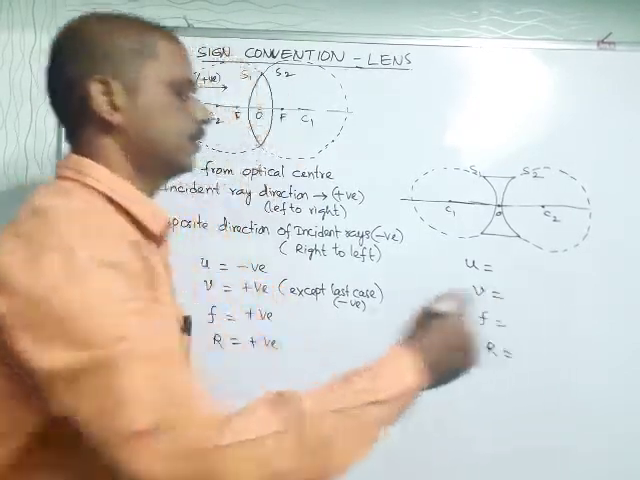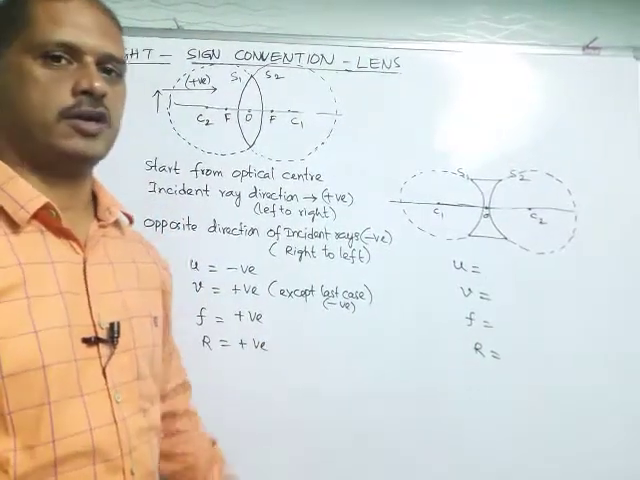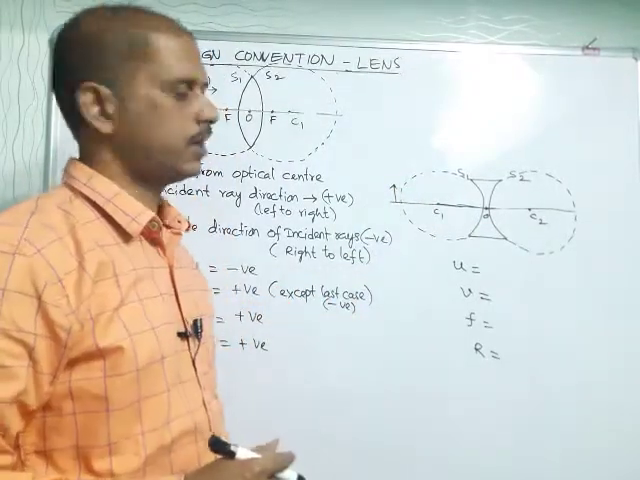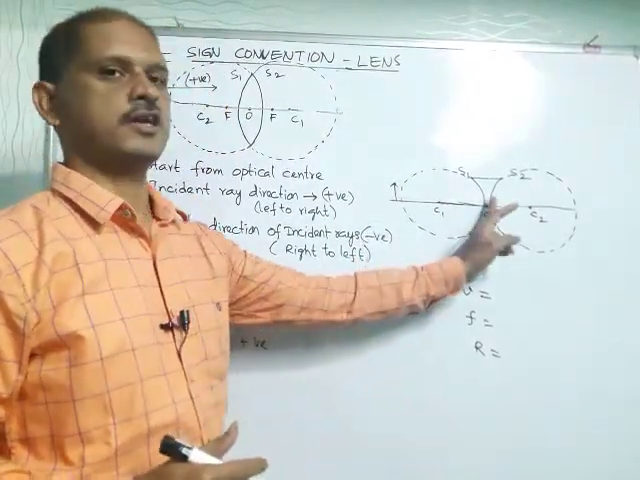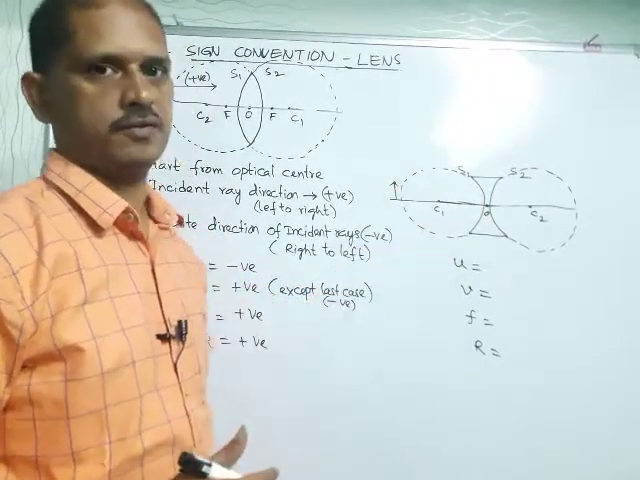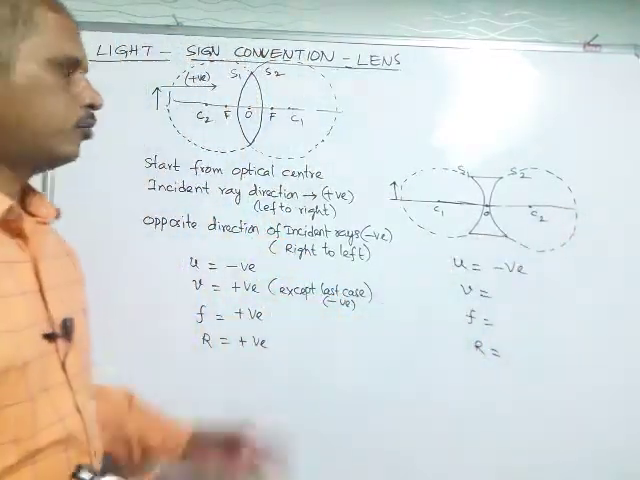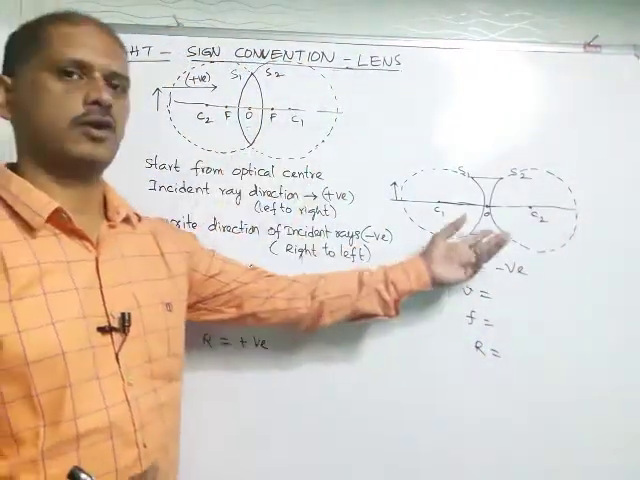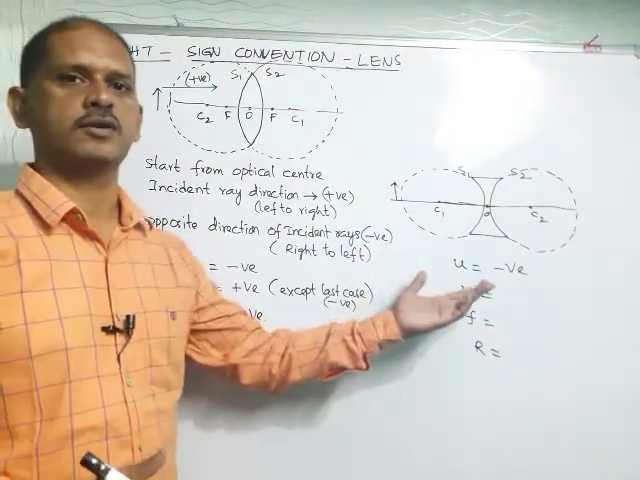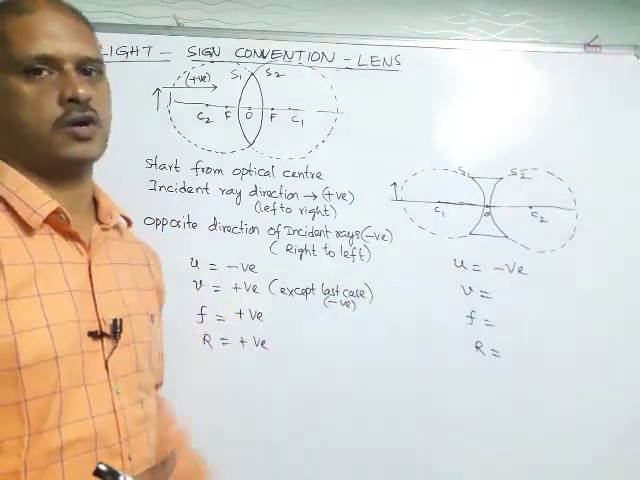Now how to take the sign convention for object distance, image distance, focal length and radius of curvature. u is the object distance. We always keep the object on the left side only, so the incident rays travel in this direction. Again u is negative, the opposite direction. So no more confusion for convex or concave lens: the object distance is always negative. No need to consider any rule. Just remember this.